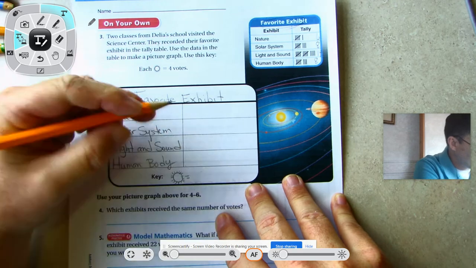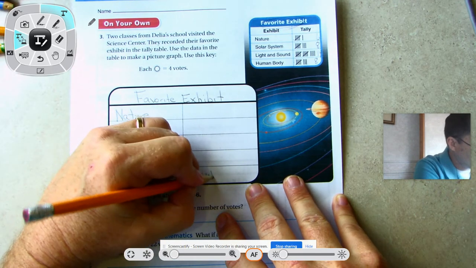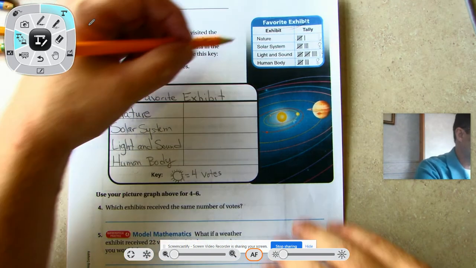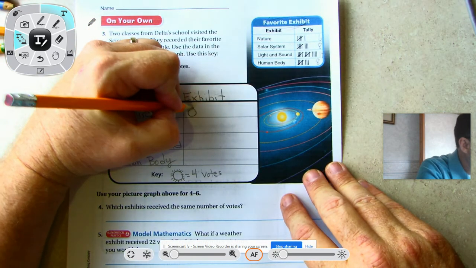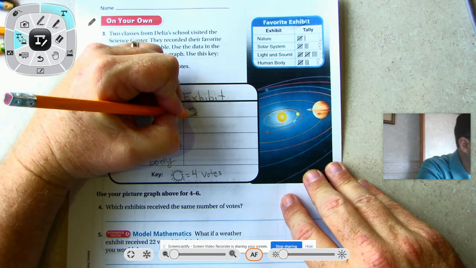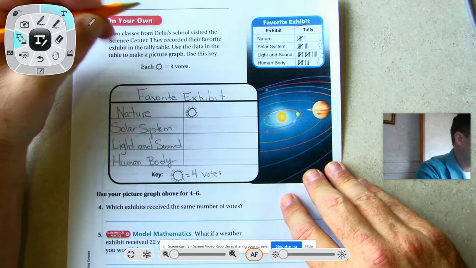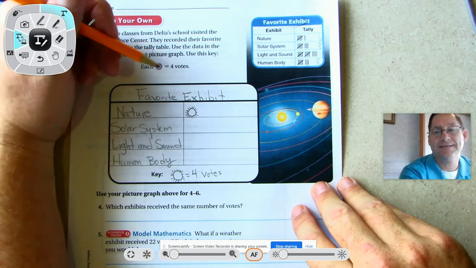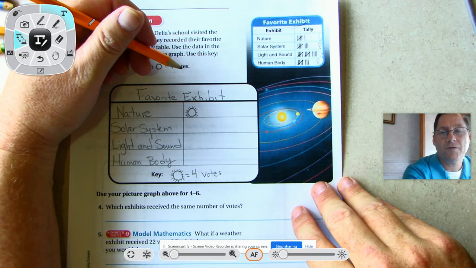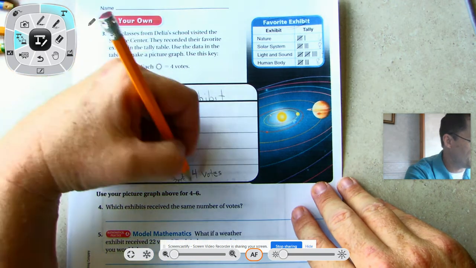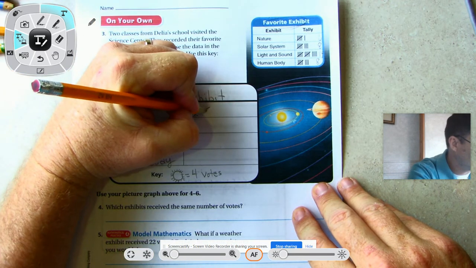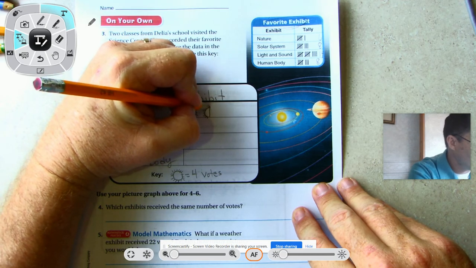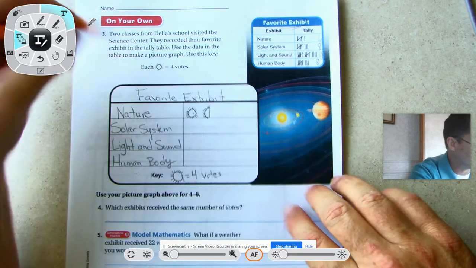And they told us to use a key of 4 votes for each symbol. Okay, so the first one, nature. That's 4. If I add another full sun, that would be 8. So how am I going to show 6? Well, half of 4 is 2. Four plus 2 is 6. All right, so we're good right there.